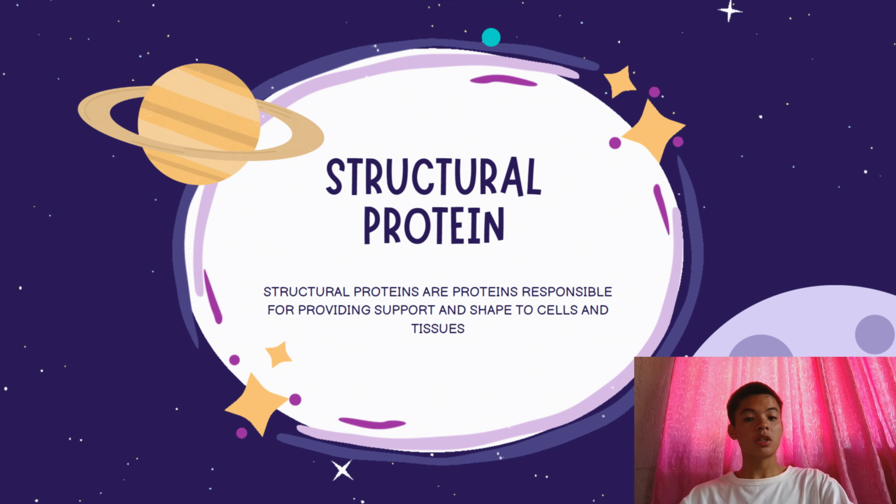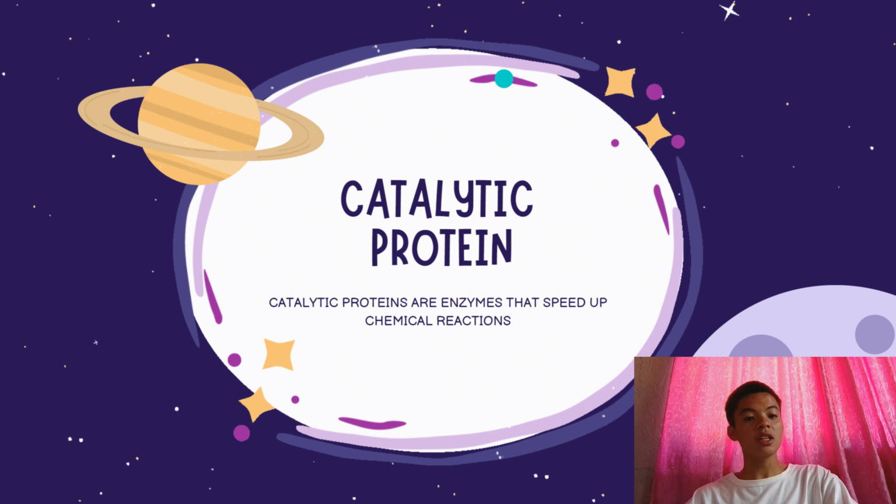So what is structural protein? Structural proteins are proteins responsible for providing support and shape to the cell and tissues. Example niya ay yung keratin, sa buhok yun, tapos sa kuko. Tapos yung collagen naman sa bone. Catalytic protein. Catalytic proteins are enzymes that speed up chemical reactions. Example niya ay yung enzyme nga.